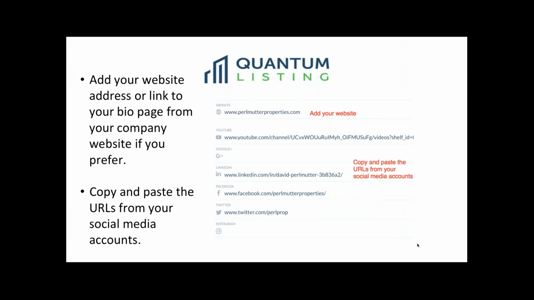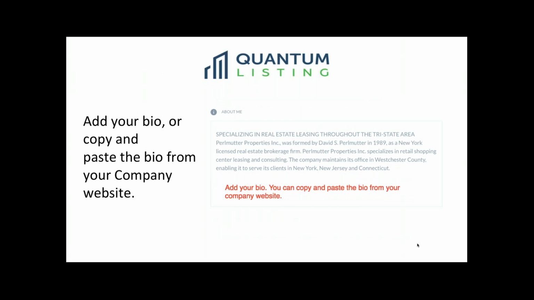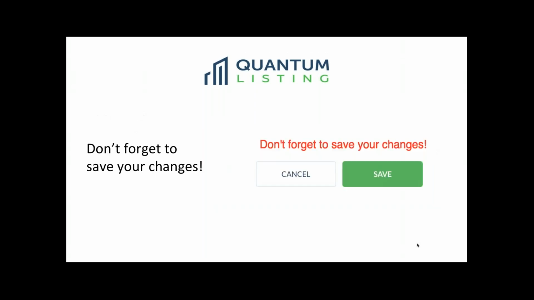If you're adding your Twitter account, you can't just add @PearlProp or whatever your handle is. You do need to put www.twitter.com, in order for it to be a working link. And if we ever see your link's not working, we'll get in touch with you and see if we can help you out with that. You can also add your bio from your company website or write something else about yourself when you're editing your profile, and we'll show you where to find that in a moment.